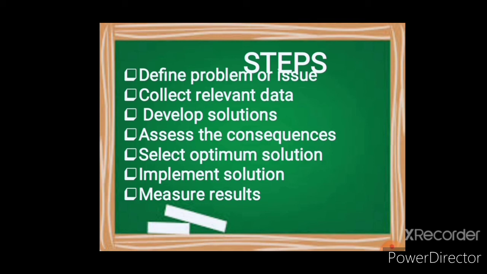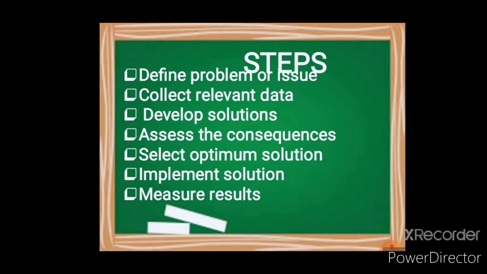Okay, next, assess the consequences. So we need to assess the consequences because in order for us to be motivated in achieving the goals and objectives or a positive result, if we know what the consequences are, then definitely we are going to try to avoid them, because consequences can harm the employee or the organization as a whole.